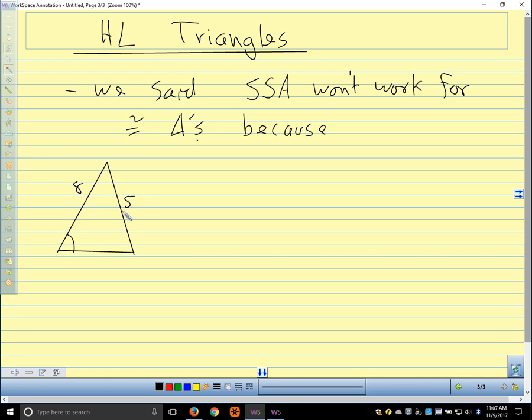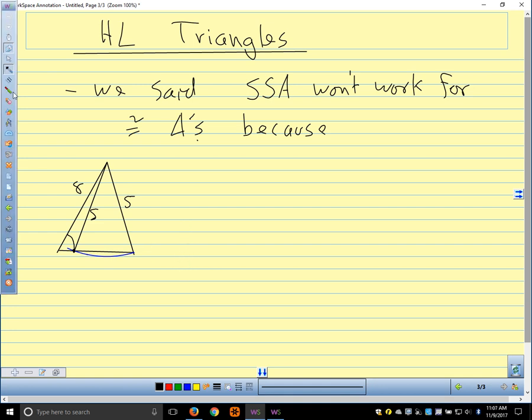The reason that we can't use SSA to say that two triangles are congruent is there is another triangle with this angle and these two sides that is not the same as this one. And here's how we can find it. I'm going to put my compass here, make it just the exact length of that side, and I'm going to swing it around here, and it's going to intersect the base of that triangle right here. So if I draw in that side right there, that length of side is also 5.